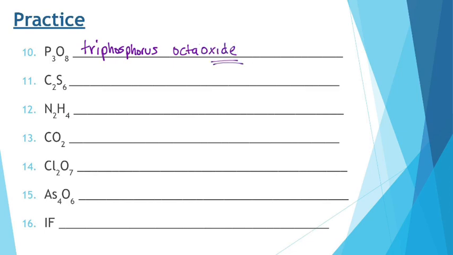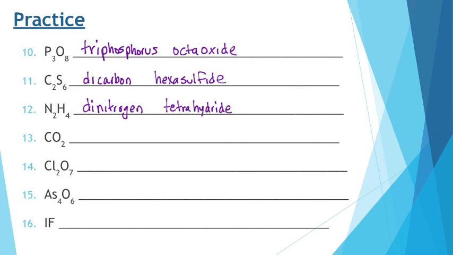Remember here that every element at the end of the name is going to have its name changed to have an "ide" ending. So next one, 2 carbons, dicarbon, 6 sulfurs, hexasulfide, 2 nitrogens, dinitrogen, 4 hydrogens, tetra is 4, and then remember hydrogen turns into hydride.